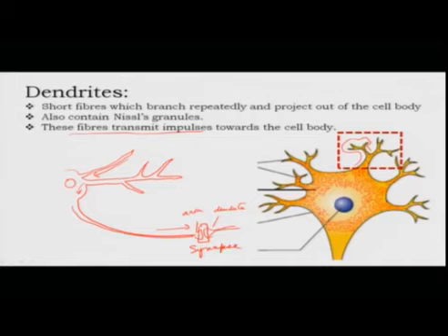Now, we will come back to this once again towards the end of this lecture, where I will explain to you how this conduction of the nerve impulse takes place. Here all you need to remember is the dendrites are the processes where the nerve impulse is transmitted towards the cell body, not away from it.